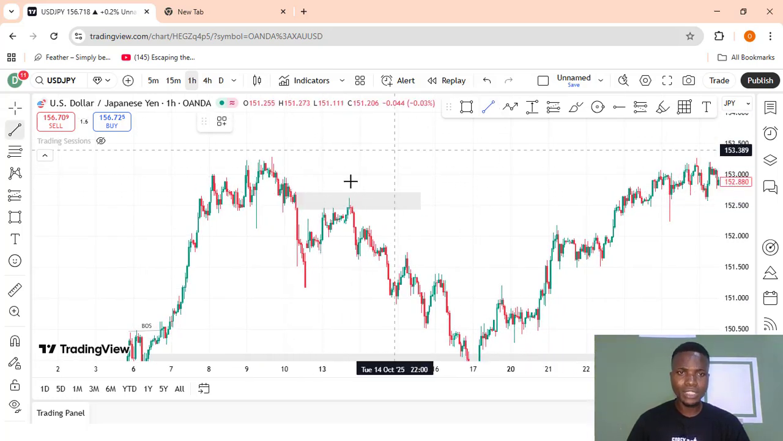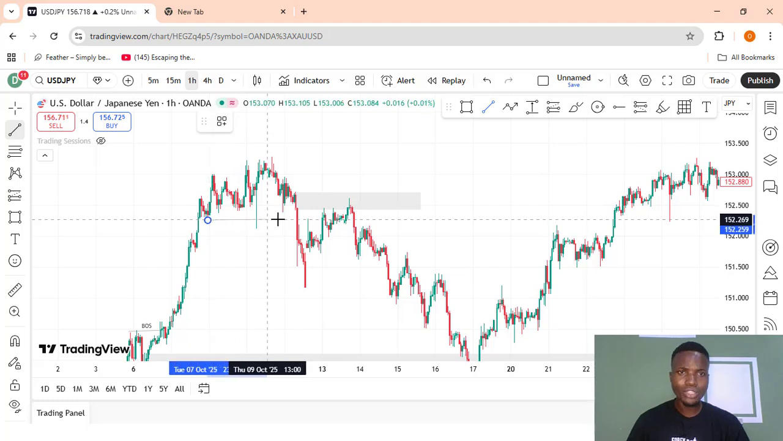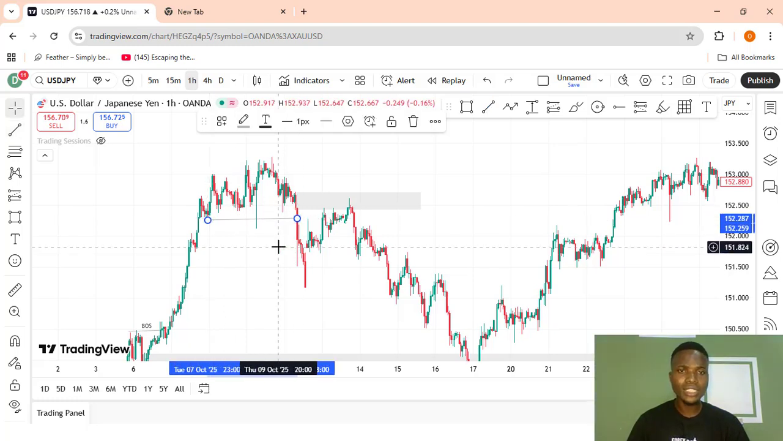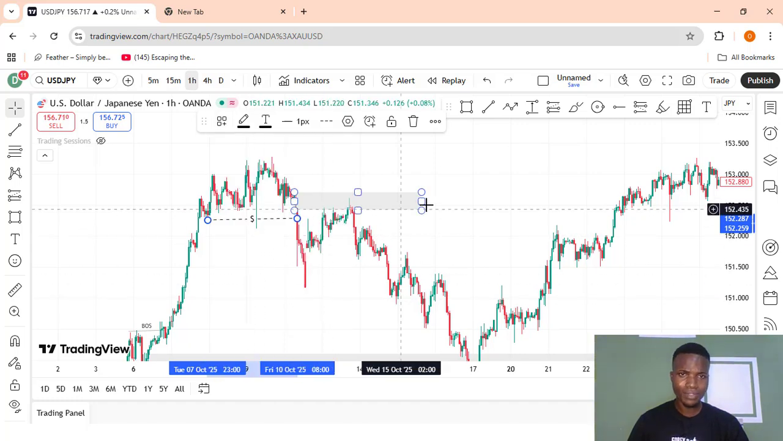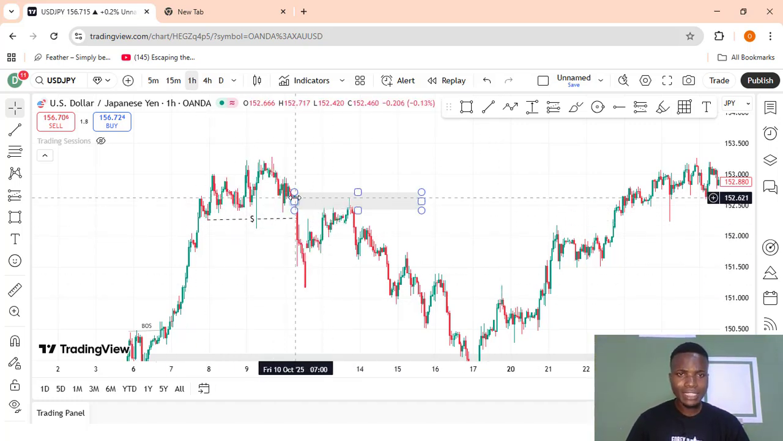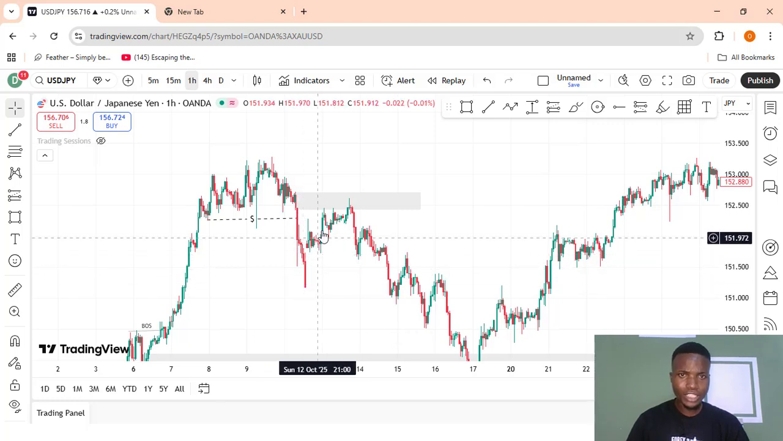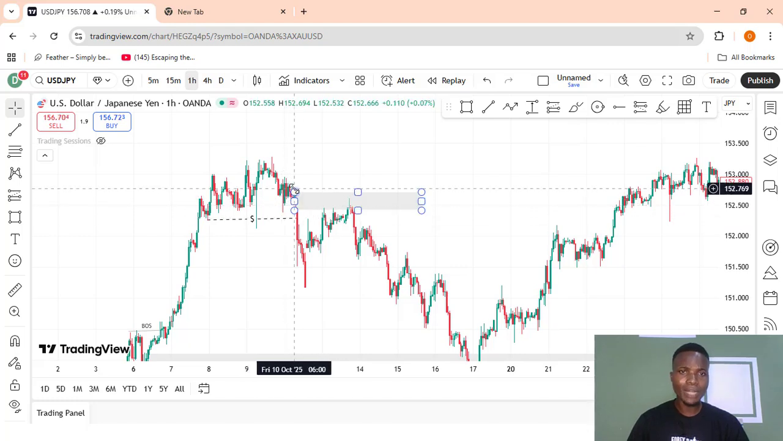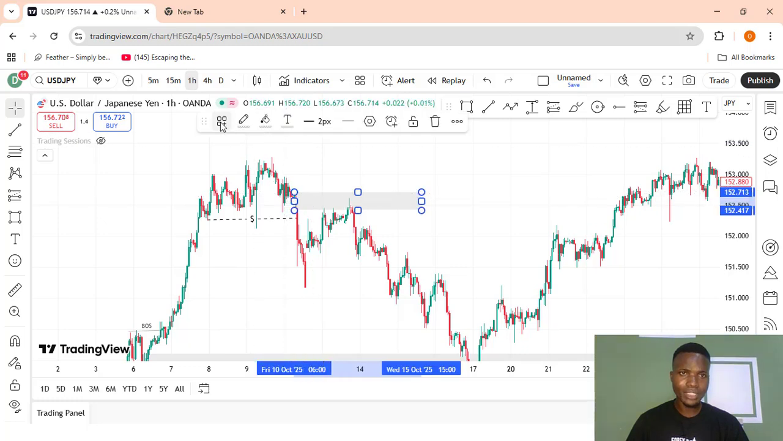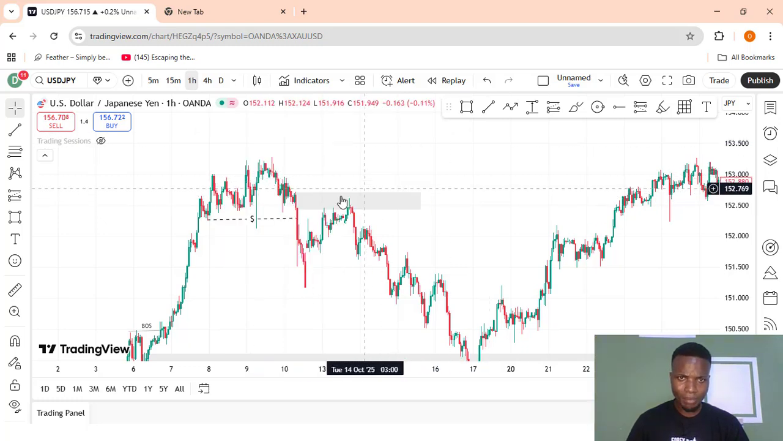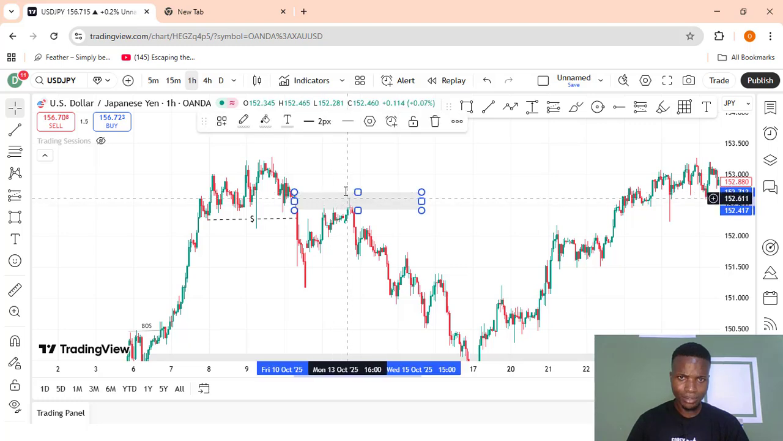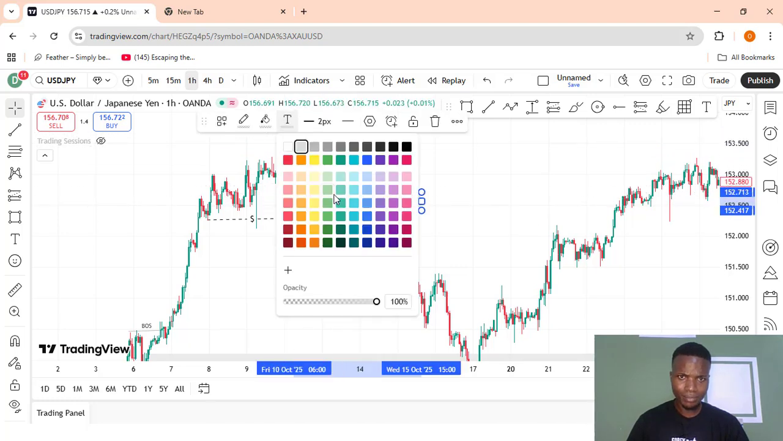So what we call liquidity in the market is this. I told you that liquidity sits above and below highs and lows. So this is our liquidity. Because the market broke through this range, it comes back up a little bit, retesting what causes this price to come down, which is the supply area. So we have this as our supply area. Let me write that there.